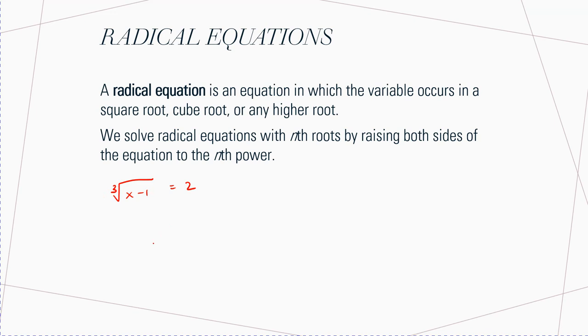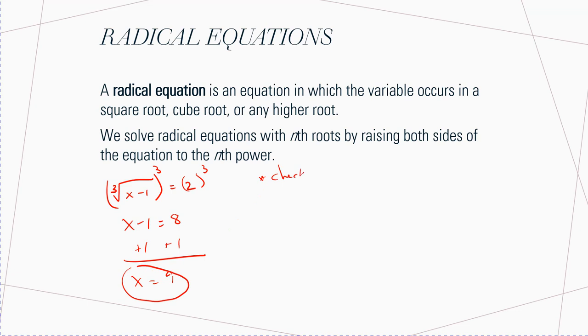equal to 2, what you would do to solve this is you'd say, okay, I have the third root, so I'd raise it to the third power. The third root cubed goes away. They cancel each other out. So you're left with x minus 1. And then look here, 2 cubed is 8. And then you add 1 to each side, and you get x is equal to 9. And then this is really important: you need to check your solutions. My original equation was the third root of x minus 1 is equal to 2. If I plug the 9 in, yeah, this does work out.